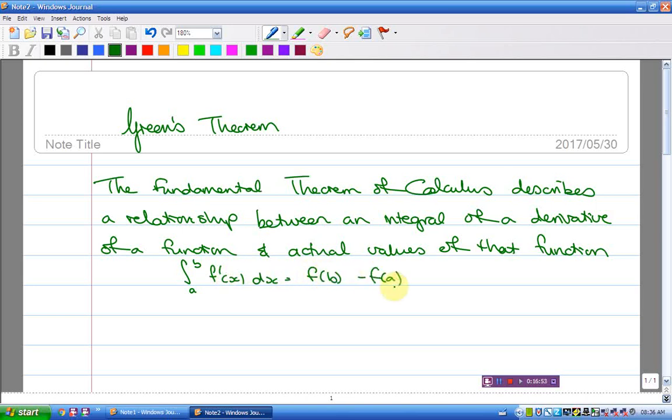Okay. We ask ourselves, what did I differentiate to get that integrand? Answer would be little f, and then we evaluate little f at b and a.